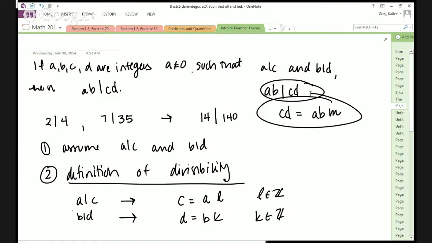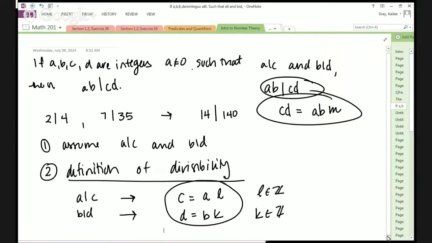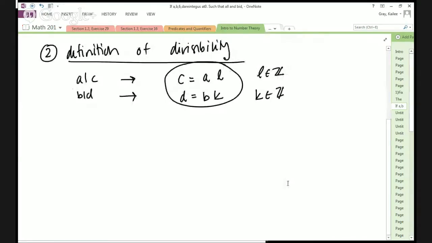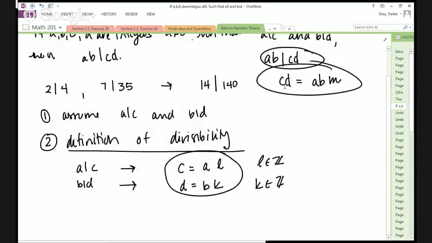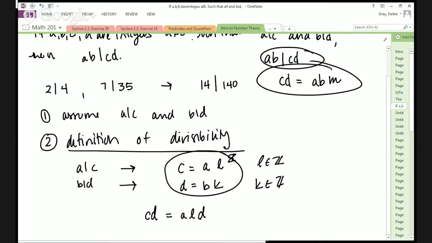The only things we can really use here are these equations, right? Just like in the last one, I'm thinking of multiplying both sides by something, because I want to get CD. Maybe I look at this equation and multiply both sides by D, but I'm still not there yet because I want to know something about AB, and right now I just have A and no B. So, any ideas, Colin or Sean?